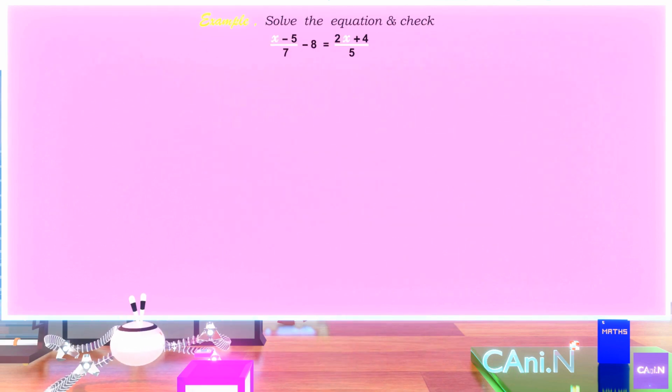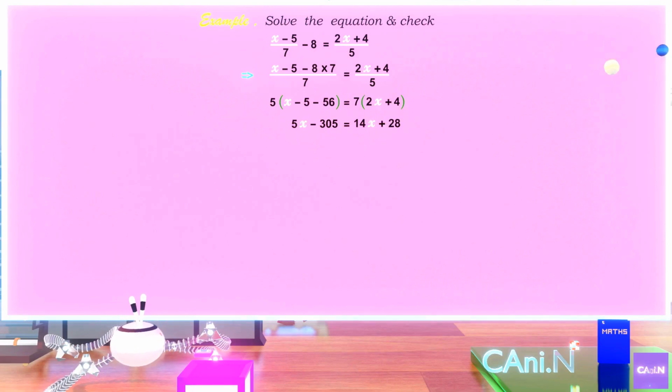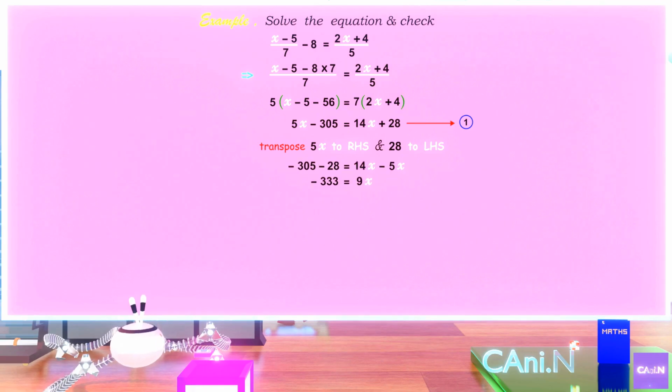Example, solve the equation and check. (x - 5)/7 - 8 = (2x + 4)/5. First, let us simplify this equation. So we have 5x - 305 = 14x + 28. Let's call this equation 1. Transposing 5x to RHS and 28 to LHS, we get -333 = 9x. x = -37.